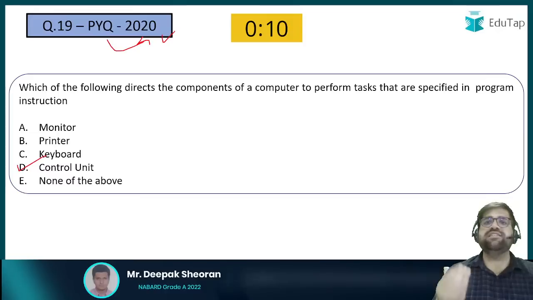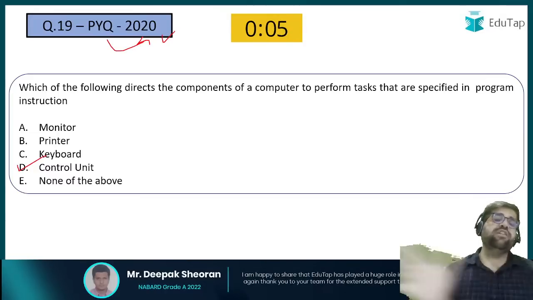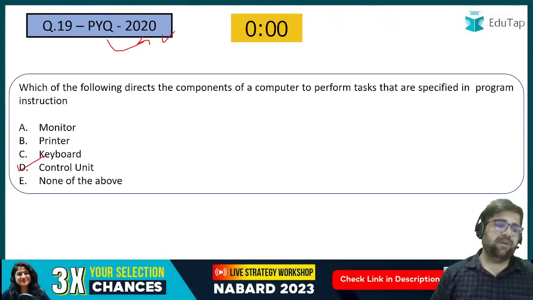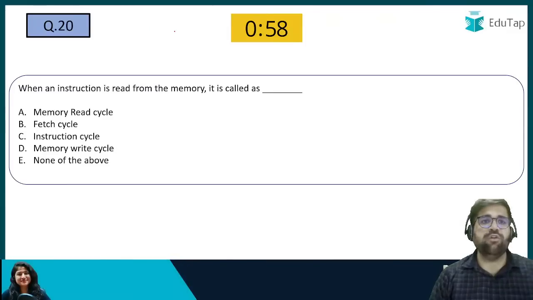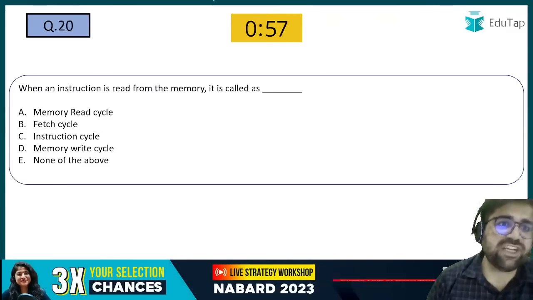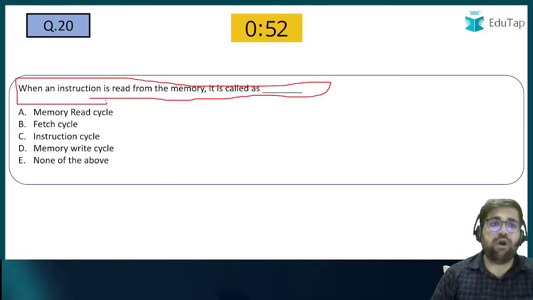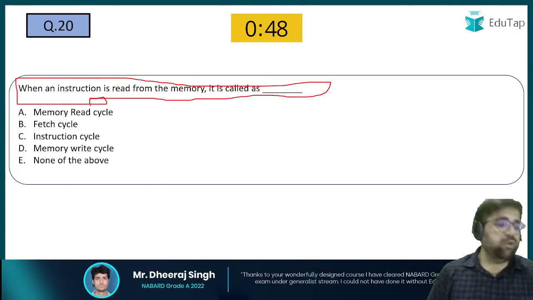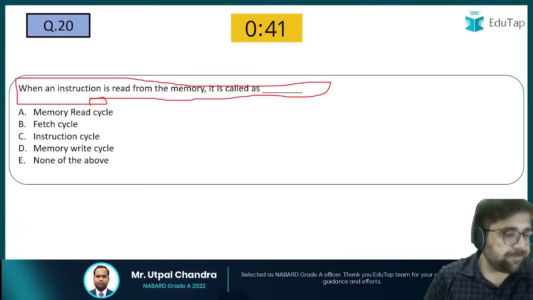The control unit is that particular part of your CPU only, which will manage all the other functions of computer. It will also manage different other components of the computer as well. ALU we have discussed, so I'm not repeating that. Question number 20. When an instruction is read from memory, it is called as what? Now I hope you remember the instruction cycle of CPU. There are four steps, but I will tell you those later. Right now I want you to address question number 20.